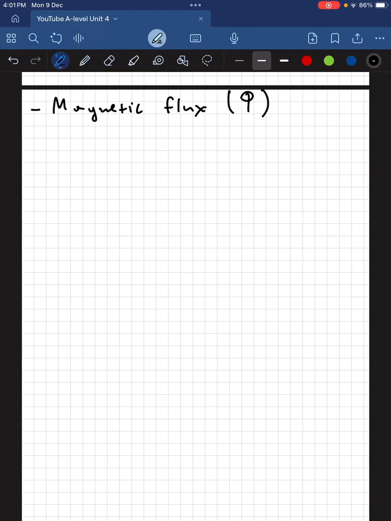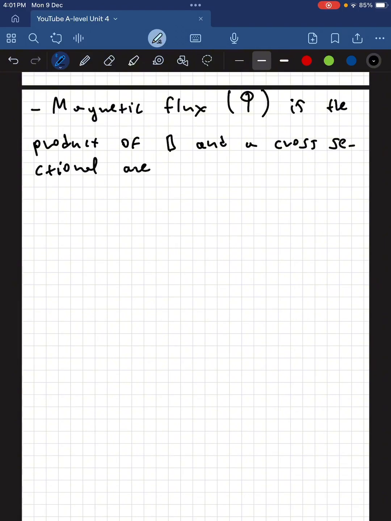Anyway, so magnetic flux is the product of B and a cross-sectional area that B cuts through. What do we mean by that? Let me show you.